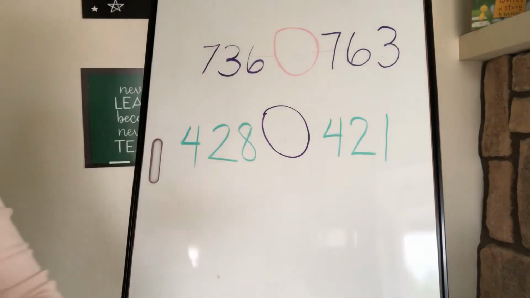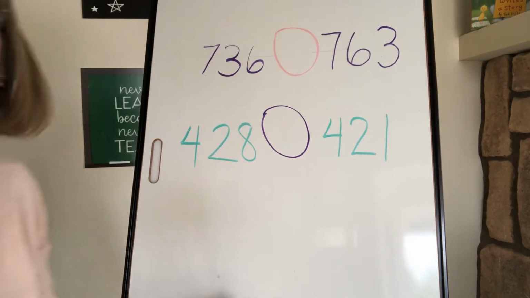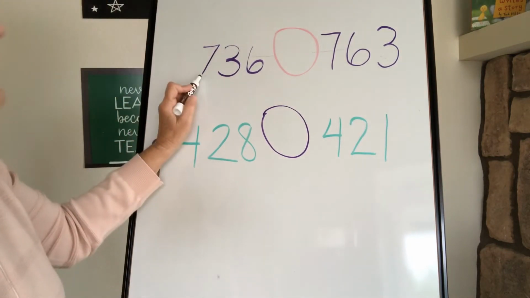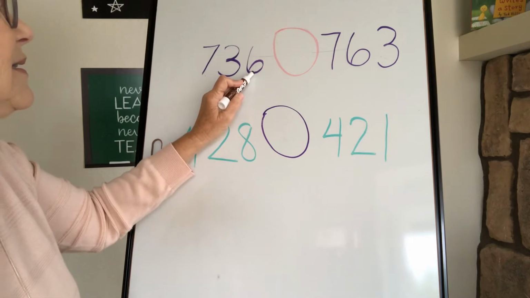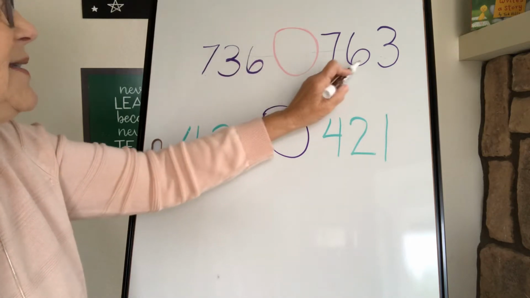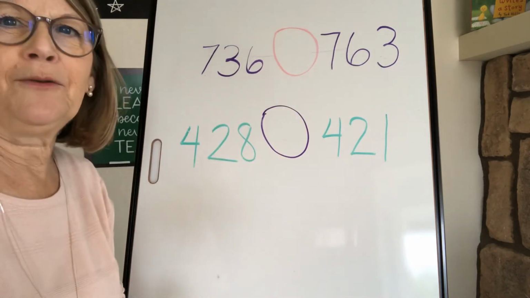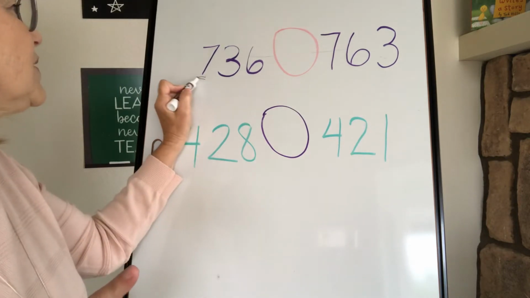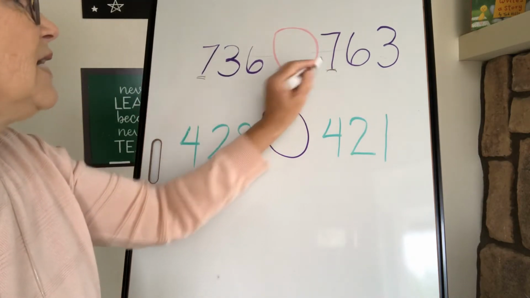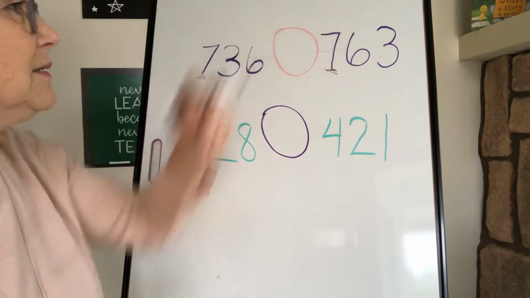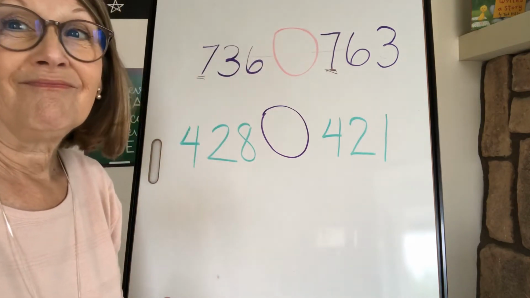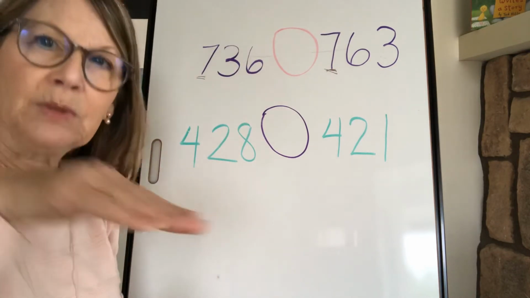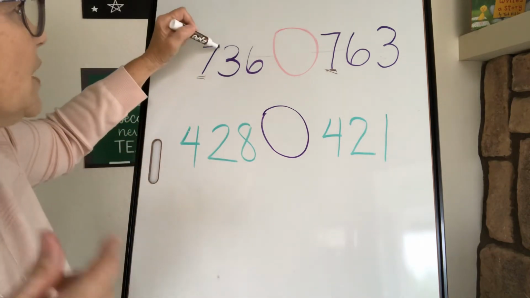You'll be practicing this a lot today on Think Central. Let's just do a couple more before you get going on your own assignment. We've got 736, 763. What should I do first? Look at the hundreds. Good job. 700s, 700s. They're the same. So what's my next step? Look at the tens. Good job. I'm just going to circle it.